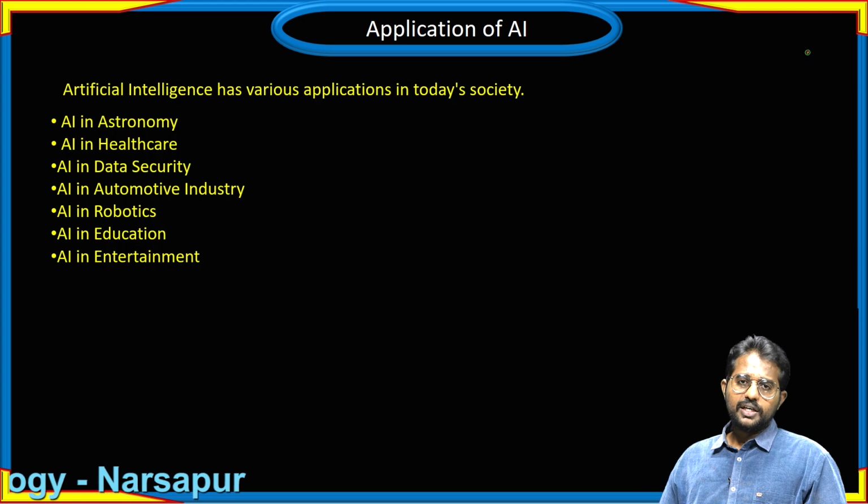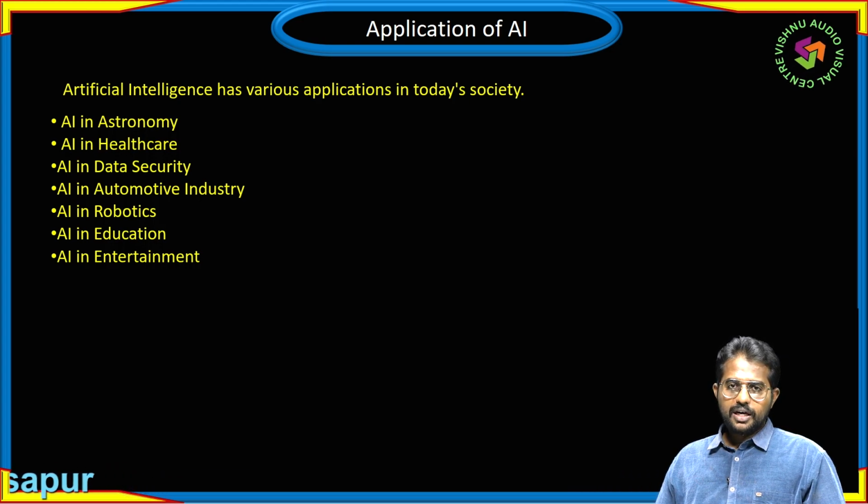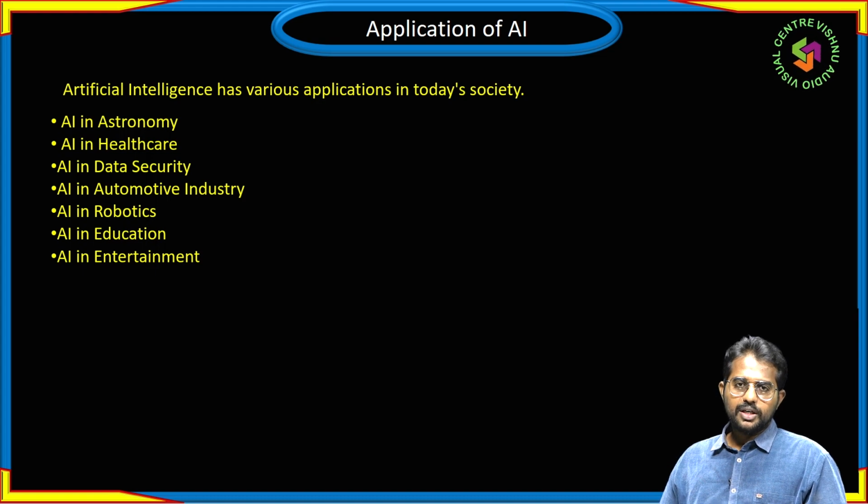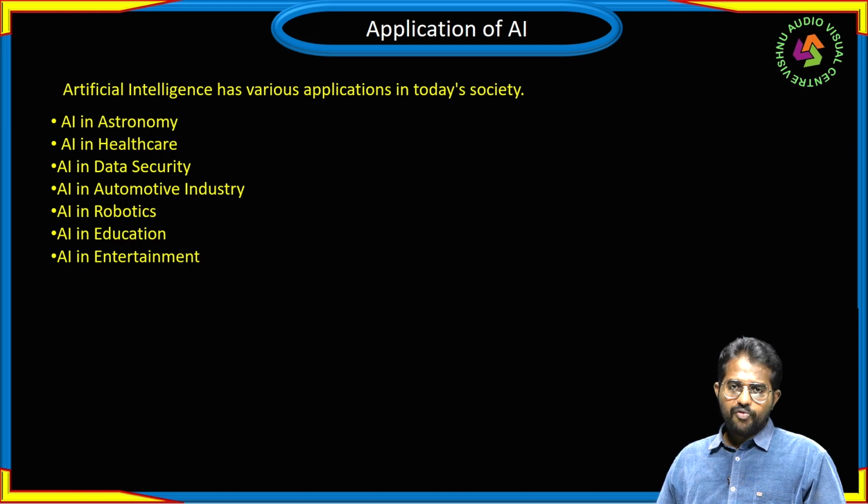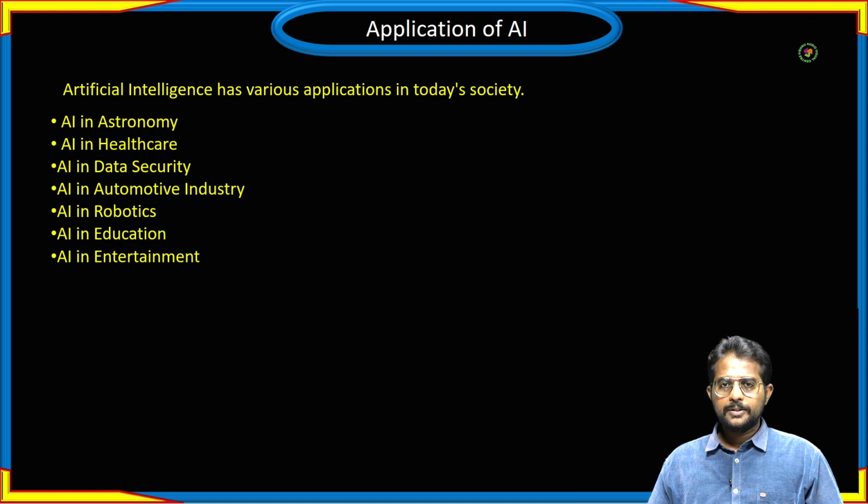Next is artificial intelligence in the entertainment field. In entertainment we have OTT platforms like Netflix or Amazon, where we can see one feature. If we have watched some movie, it will give us suggestions. Based on the genre we have seen, more movies related to that genre will be displayed to us. We can also use artificial intelligence in the agriculture field. These all come under the applications of artificial intelligence.